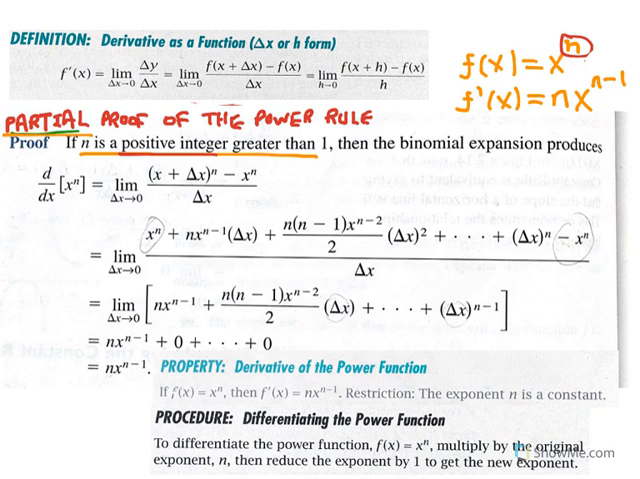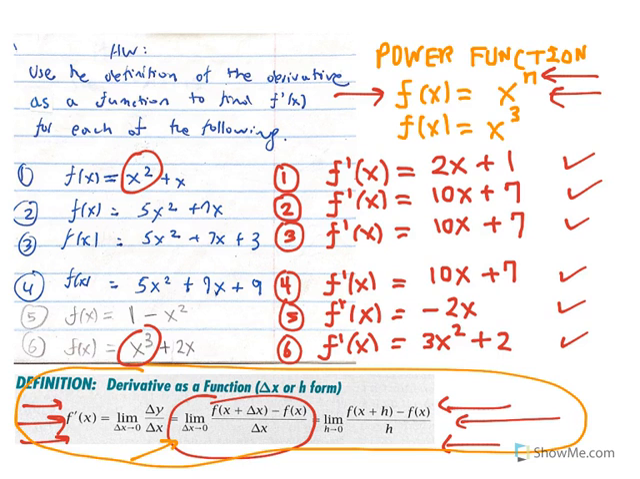So what does the power rule tell us? It tells us how to find the derivative of a power function. To differentiate the power function f of x is equal to x to the n, look at what the rule is telling us. Multiply by the original exponent n. You see that here. You have the original exponent is n, so you have n times x to the n minus 1 power. Then reduce the exponent by 1 to get the new exponent. And you saw that from the homework last night. For number 1, you had x squared, and the derivative of x squared was 2x. For number 6, you had x cubed, and the derivative of x cubed was 3x squared.